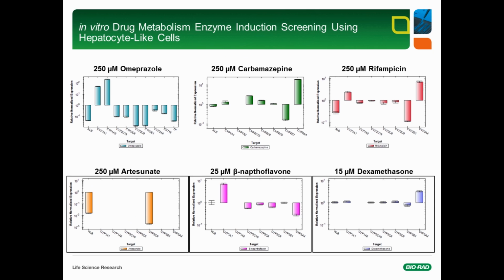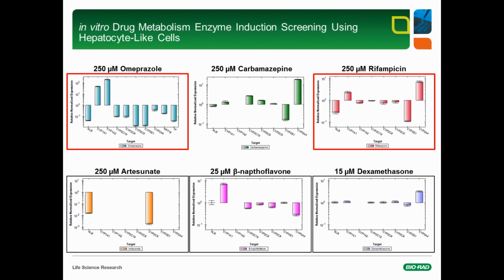The relative normalized expression, or fold change in gene expression, was automatically calculated using CFX Manager version 3.0. The error bars represent the standard error across 2 biological replicates. After screening, 3 of the compounds, rifampicin, omeprazole, carbamazepine, were selected to further investigate the effect of compound concentration on the expression of a subset of genes.